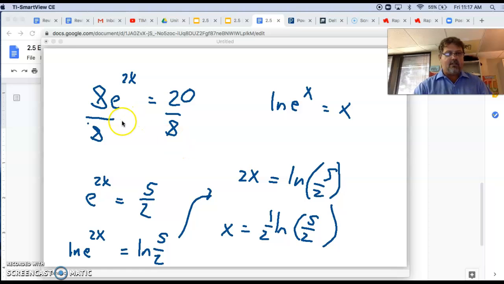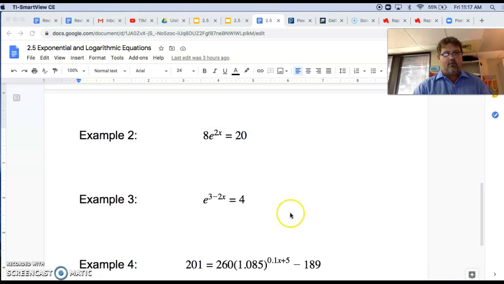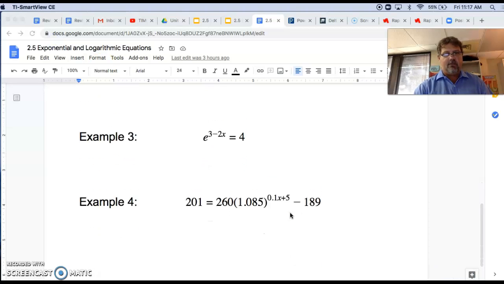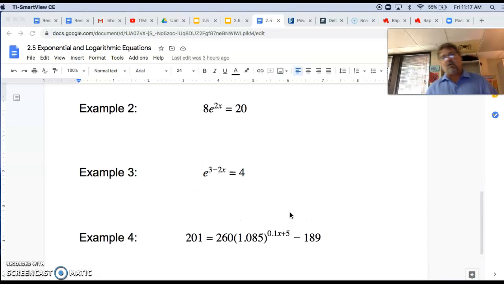All right, so that's another one, and I think that we'll do example 3 and 4 in another video. So we'll call this exponential equations part 1, and we'll take a look at 3 and 4 in the next video. Okay, I'll see you in the next one, guys.